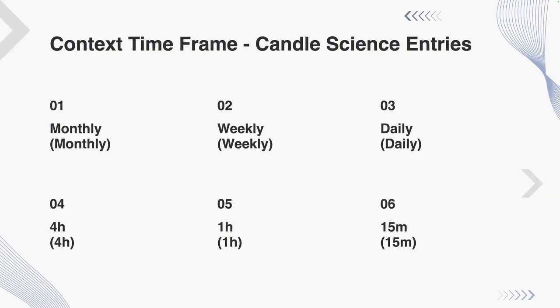So right here, if we then move on towards the first slide, we need to go over, same as in order flow entries, those time frame alignments. We have the context time frame and we have the entry time frame. So the context time frame for the candle science entries right here is the following. If we have monthly context, we want to look at a monthly candle science entry.